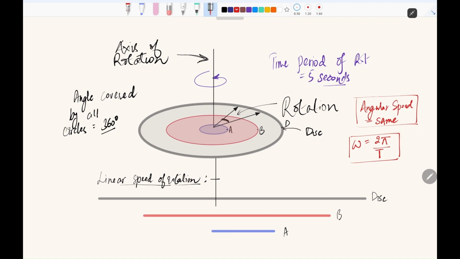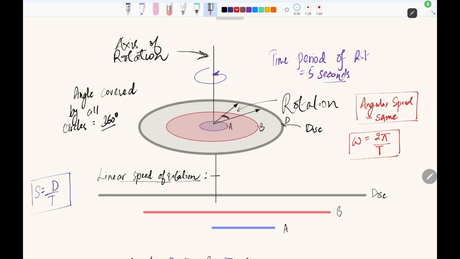Now for linear speed of rotation, let us take 3 points, point A, point B and point D. In one complete rotation, the point D will cover this bigger circle, point B will cover this circle, point A will cover this circle. If we open all the circles, this will be the distance covered by point D.